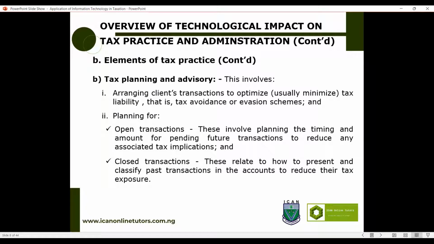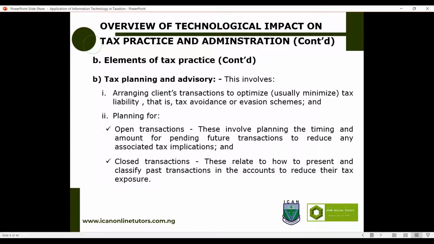Now, after tax compliance, then we have tax planning and advisory. Tax practitioners also assist or are involved in planning the tax exposure of the taxpayer. They advise on what transactions or what form of business has high risk of tax exposure. Okay, so it involves arranging client transactions to optimize, that is, usually minimize tax liability.